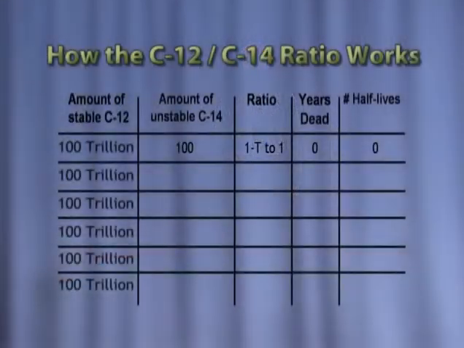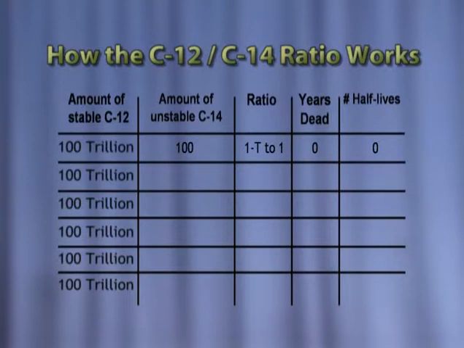For example, we find a fossil, and we find 100 trillion carbon-12 atoms. Now I'm going to use very simple figures here to keep the mathematics easy to understand. So we find 100 trillion carbon-12 atoms, and we find 100 carbon-14 atoms in there. That is a ratio of about 1 trillion to 1. So how long has it been dead? Well, it just died, because no half-lives have expired.